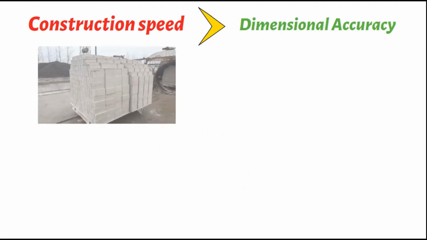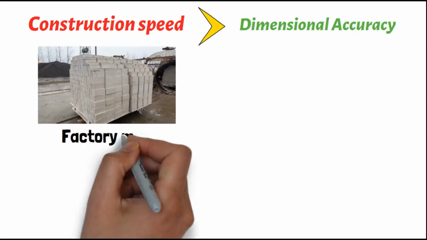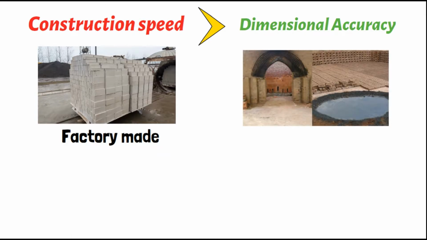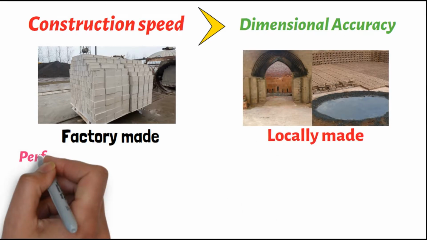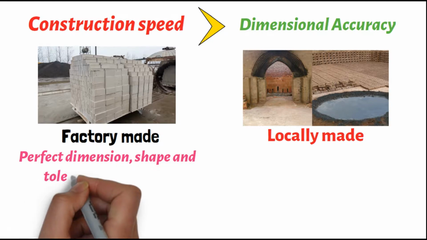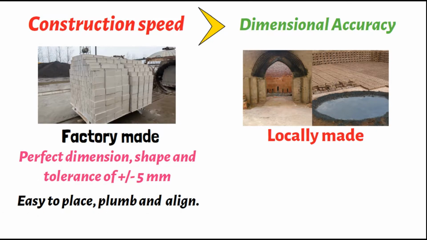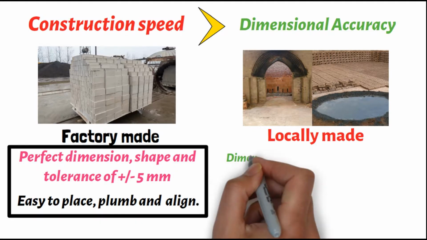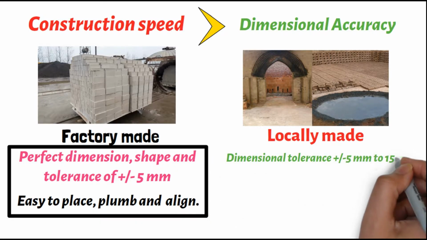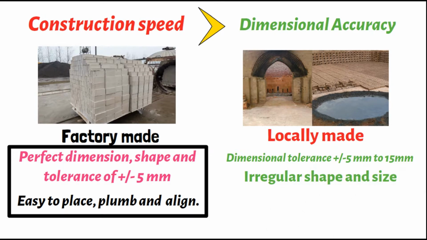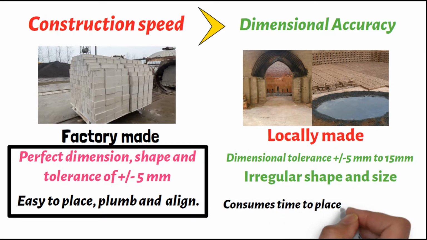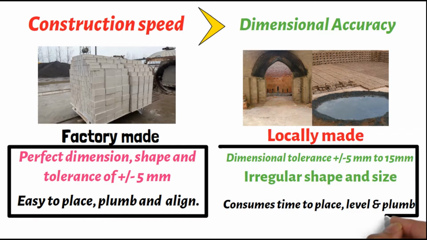Next one is construction speed in terms of dimensional accuracy. AAC blocks are factory made, whereas bricks are locally made. AAC has perfect dimension, shape and tolerance of plus or minus 5 mm, and the blocks are easy to place, plumb and align. Whereas for bricks, the dimension tolerance is plus or minus 5 mm to 15 mm. They are irregular in shape and size and consume time to place, level and plumb.